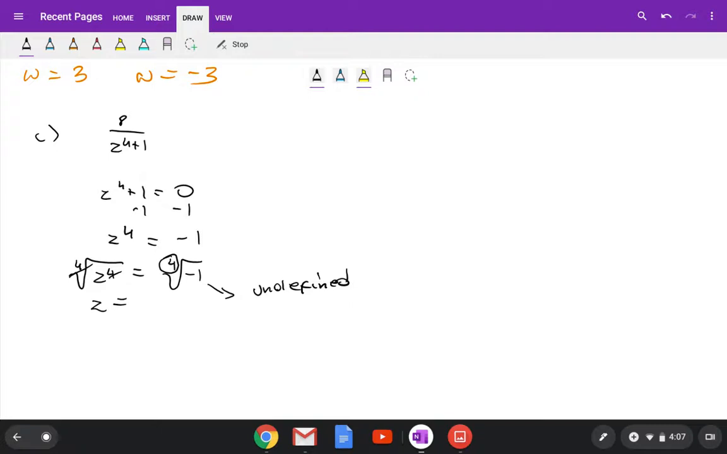So again, that cannot be solved. So what that means is that we don't have a restricted value. That means there is no value which will make this denominator equal 0. That's what is the meaning of that.